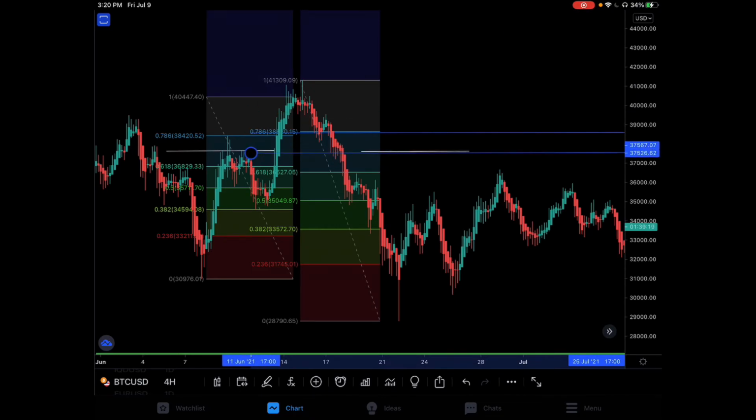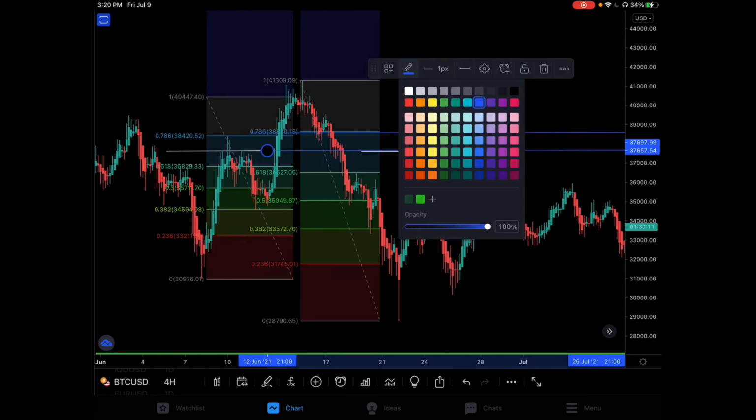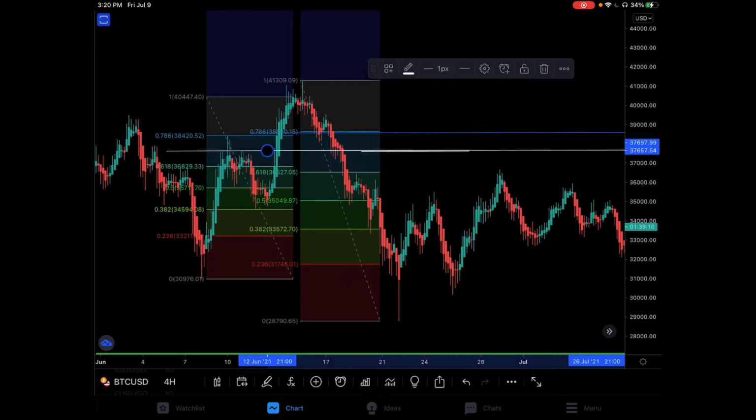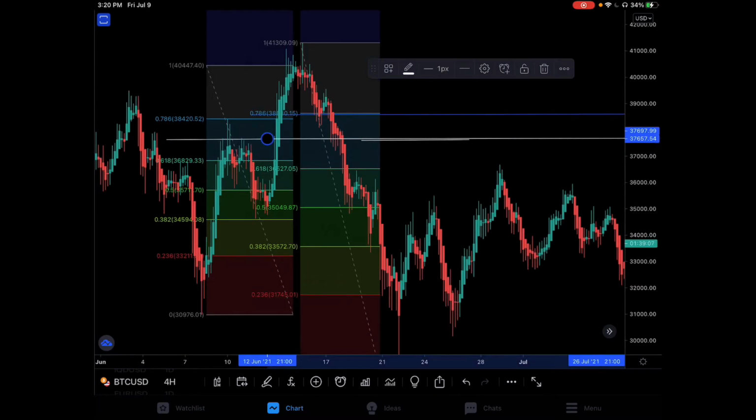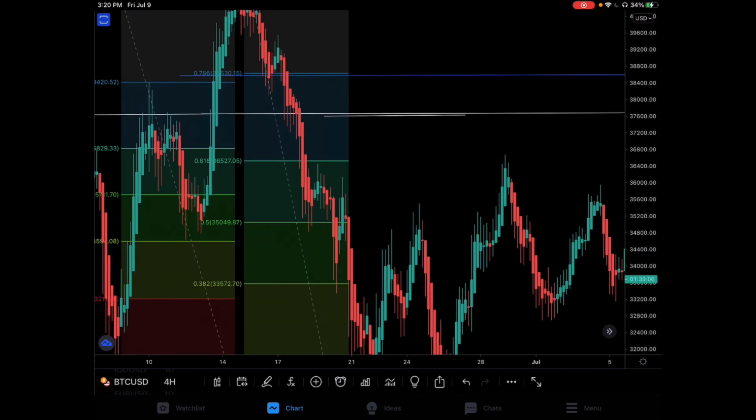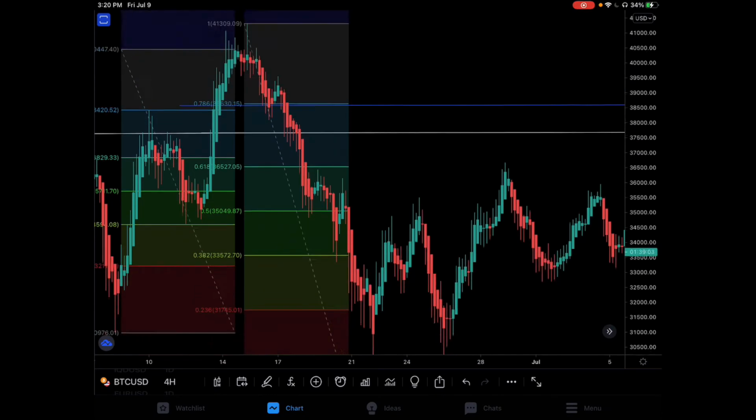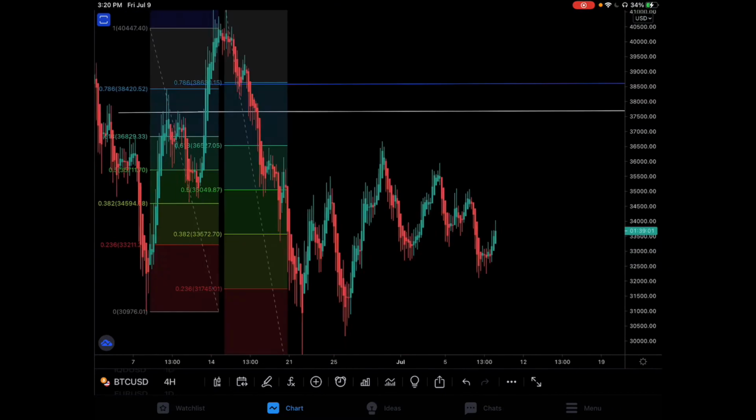So what do we do? We draw this. We draw it and we label it. And that's how we do it, guys. That's how we put these targets out when you're using fib matching techniques.